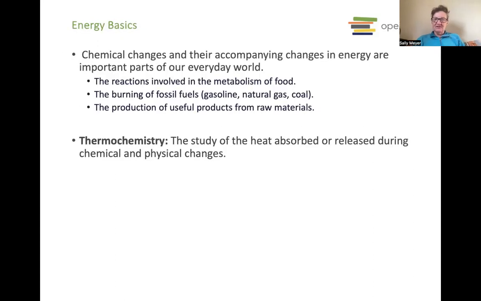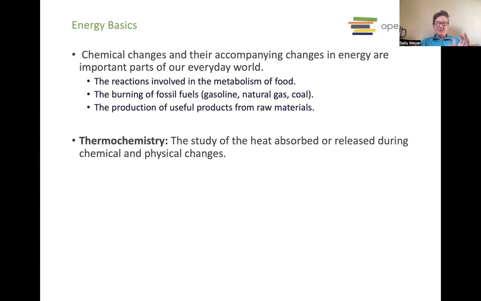So chemical changes and their accompanying changes in energy are important parts of our everyday world. I think you probably already understand that your entire body essentially uses the chemical reactions in your food in order to give you energy, to build molecules, to make you move. And we burn fossil fuels all the time, things like gasoline, natural gas, and coal. They're all fossil fuels that are storing energy from ancient solar energy, and then we're releasing that energy in reactions mostly to make CO2 because those bonds are a lot stronger. So there's a release of energy in that process.